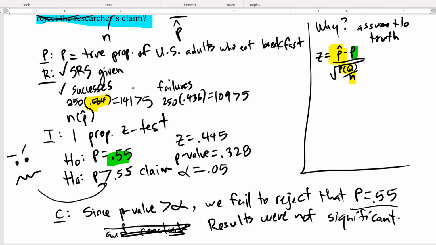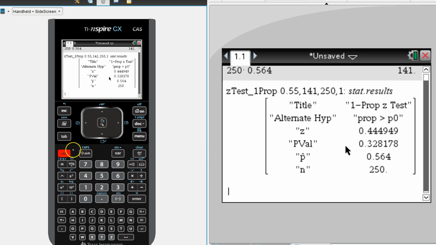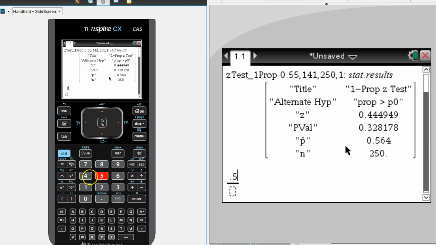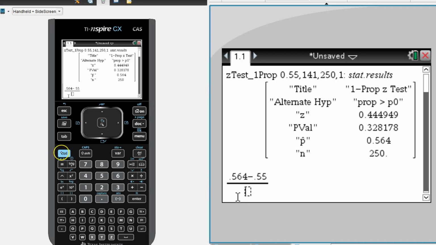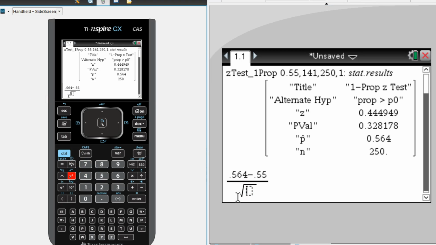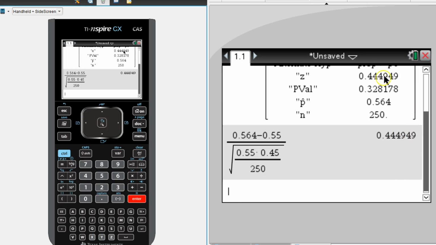So you can actually fill in all these pieces and we could get the z-score. Okay? So I want to do that just to show you. I'm not going to expect you to do this on the test. Okay? But I can start with 0.564 minus the truth claim divided by, this gets a little sketchy, the square root of 0.55 times 0.45 over n was what, 250? This should give me a z-score of 0.444949. Isn't that the same as what they got? Right?